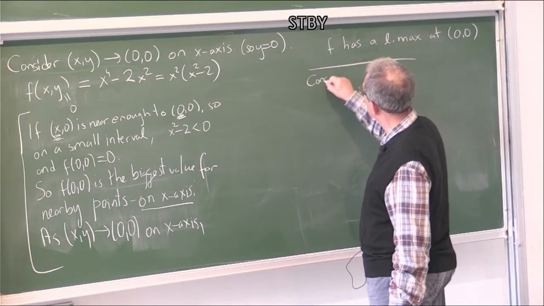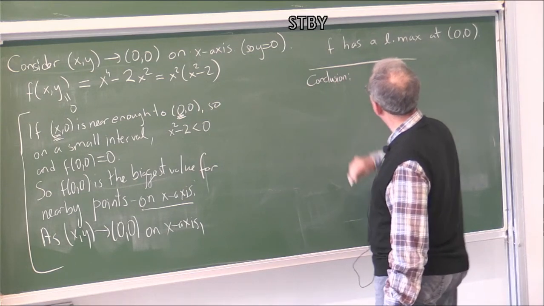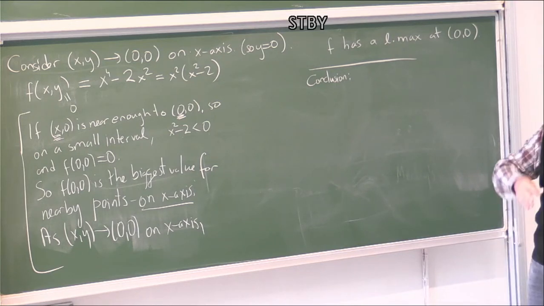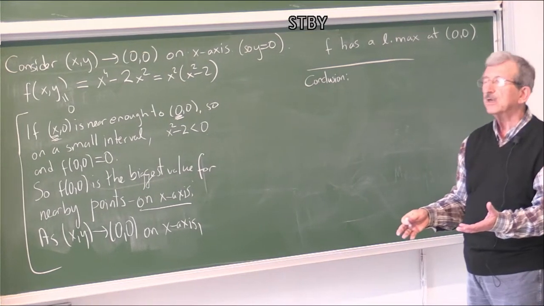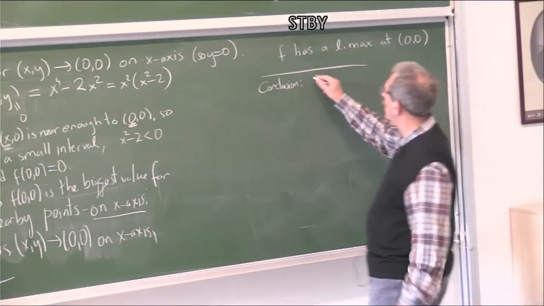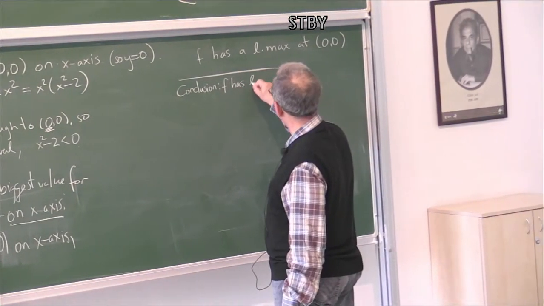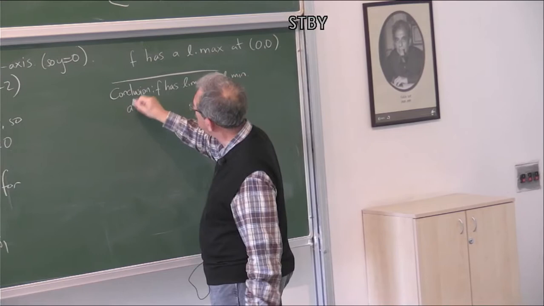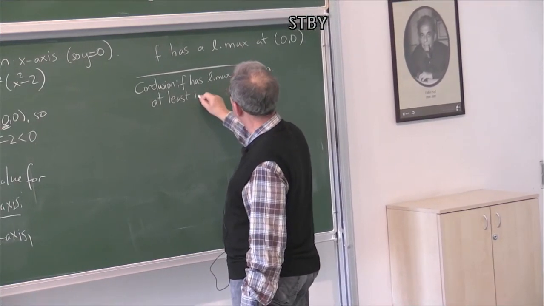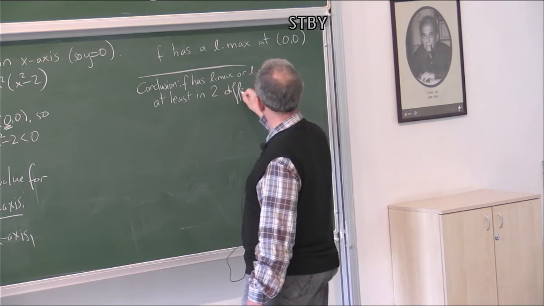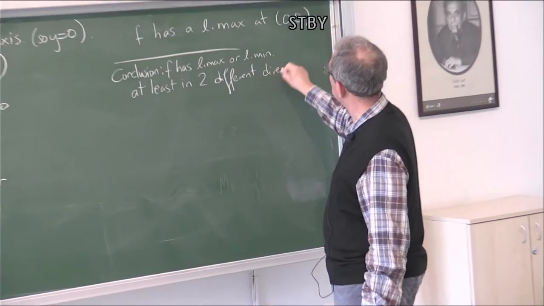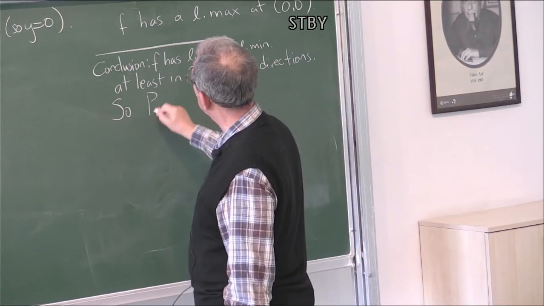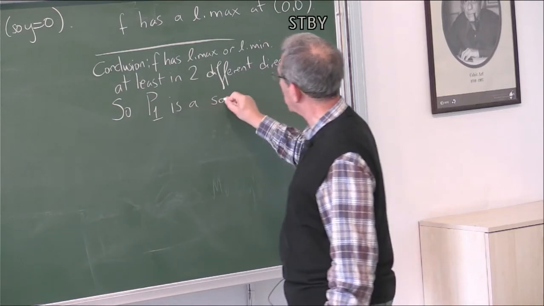Conclusion. On some directions, f has a local minimum. On some others, it has a local maximum. Just two of them are enough. So f has a local maximum or local minimum at least in two different directions. So P1 is a saddle point.